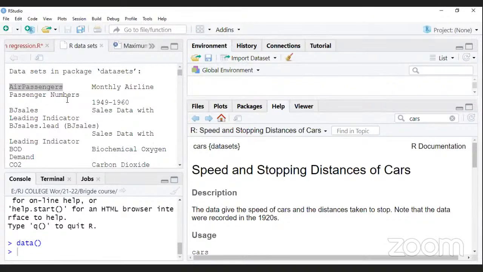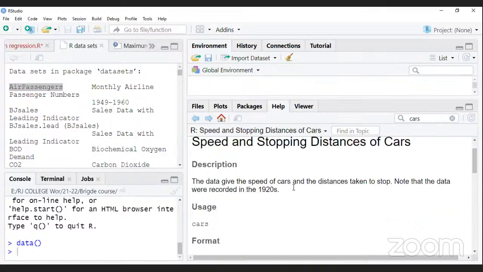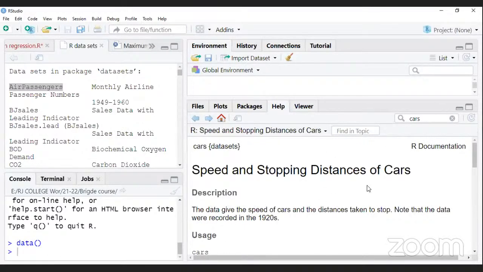Okay, but further I am more interested to know more about the details of the data. So what I do, go to the help and type here that particular file name. For example, because I'm interested in car data, I've written cars. Once you type cars, automatically the window will come, speed and stopping distance of cars, with the description. The data gives the speed of the cars and the distance taken to stop. So there are two variables given, speed and stopping distance.